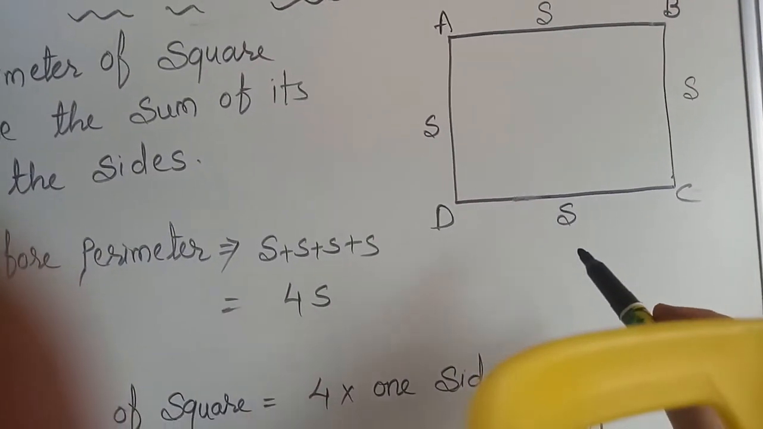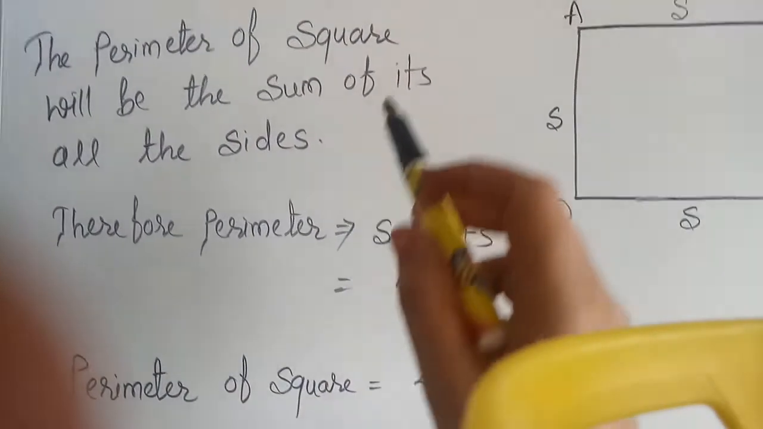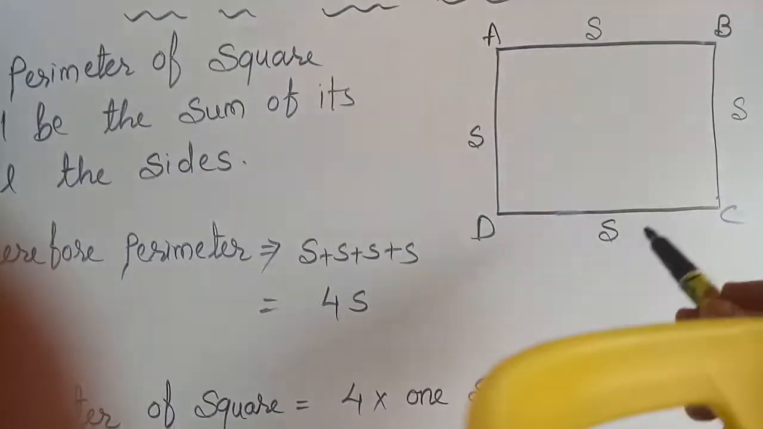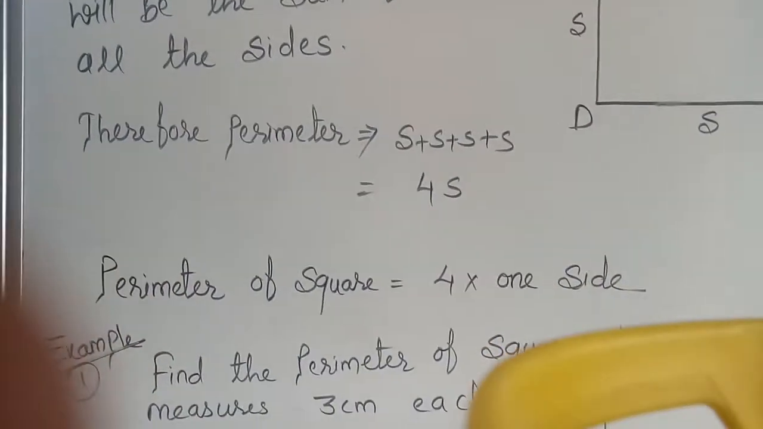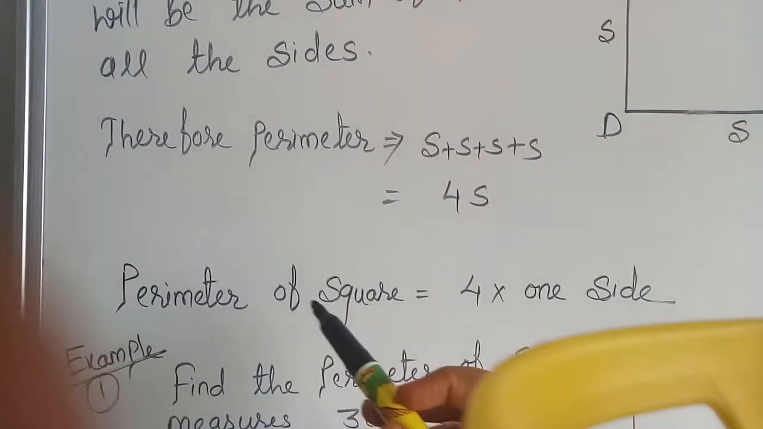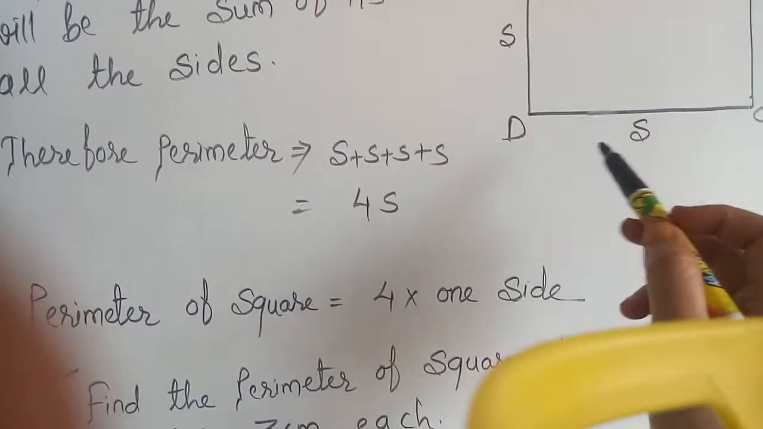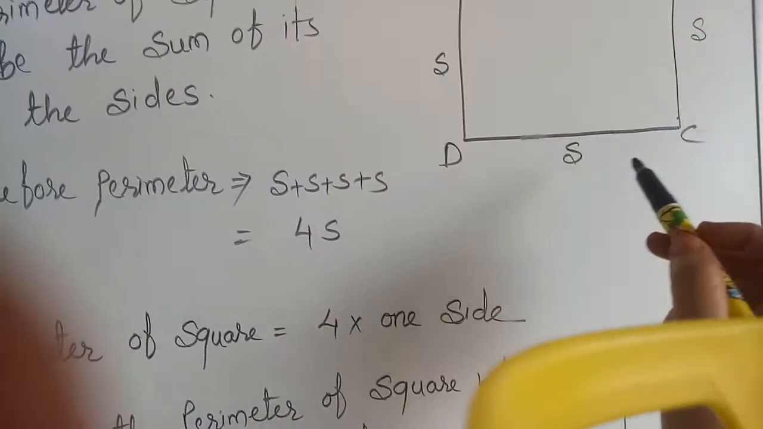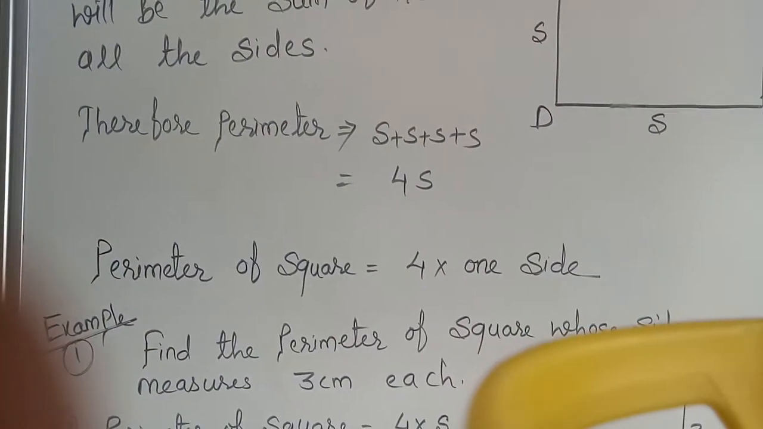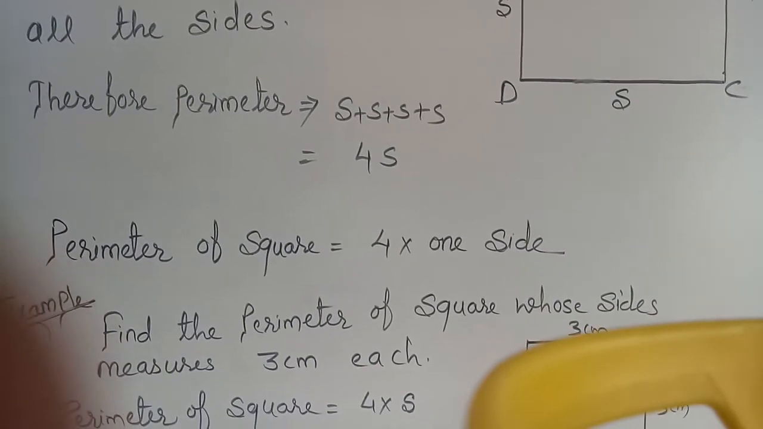If one side is s centimeters, can we write like this? The perimeter of the square will be s plus s plus s plus s. Means how many s are here? 4s. So hence we get the formula of the perimeter of square: 4 into one side. S means one side, the value of one side.